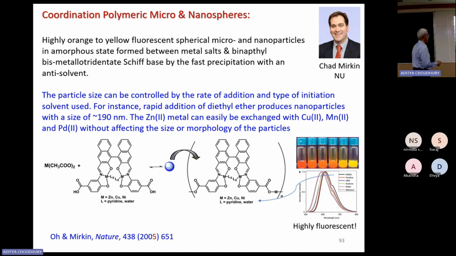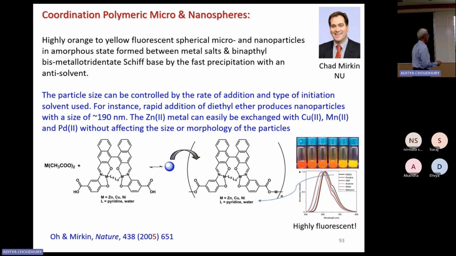Another application is published by Chad Mirkin from Northwestern University. His postdoc, who is now in Korea, is publishing a lot of interesting papers. What he did was make polymeric micro and nanospheres. They're all completely amorphous in nature. He was able to control the size to about 100 to 200 nanometers, and you can see the size distribution is very good. I looked at the paper also.